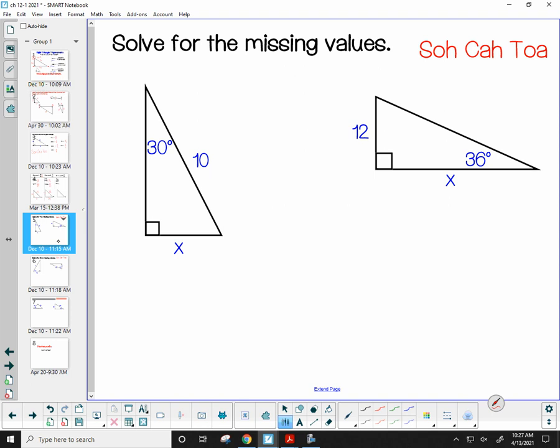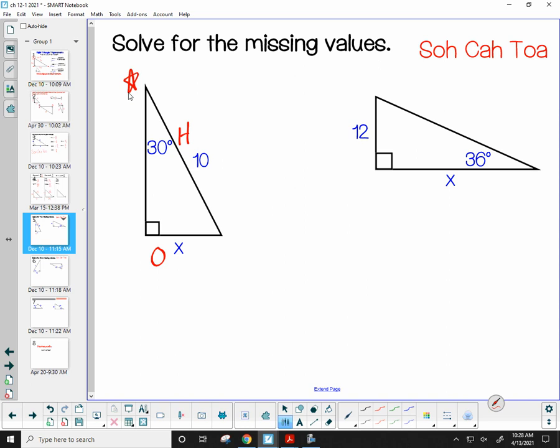All right, so we're going to start by positioning ourselves at the angle that we're given. This time I'm going to position myself here at this 30-degree angle. We have to figure out which ratio we want to use. The x in this case is what part? Opposite, adjacent, or hypotenuse? Opposite, and the 10 is the hypotenuse. I wrote our SOHCAHTOA up here. Which one deals with opposite and hypotenuse? Sine. Sine compares the opposite and the hypotenuse, right?